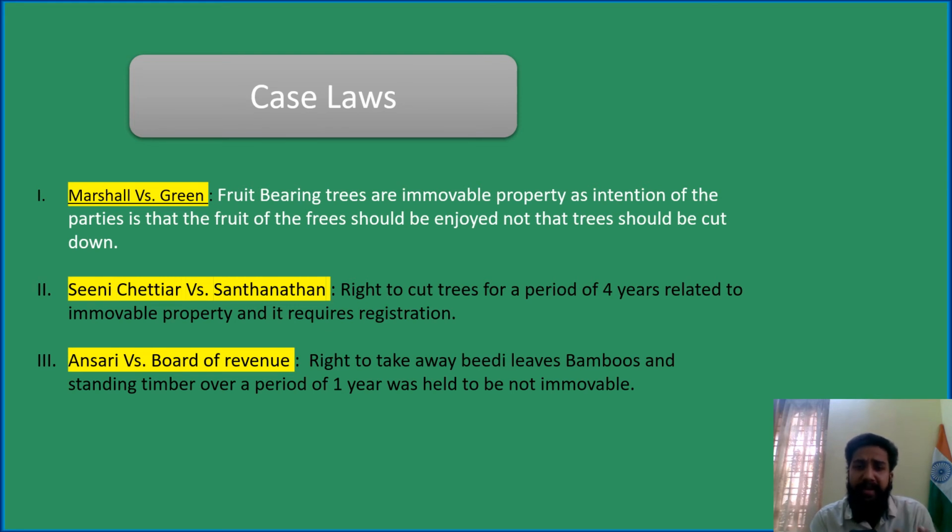The next case, Ansari versus Board of Revenue. Right to take away BD leaves, bamboos and standing timber over a period of 1 year was held to be immovable. Here again the question is whether the right is to take it now or at a future date. Here, for the period of 1 year, the person has a right to take BD leaves, bamboos and standing timber. It becomes immovable. And why is it immovable? Because registration is required. If you have a right to BD leaves, bamboos and standing timber from any place over a period of some duration, you have to register such rights. That is why it is important.